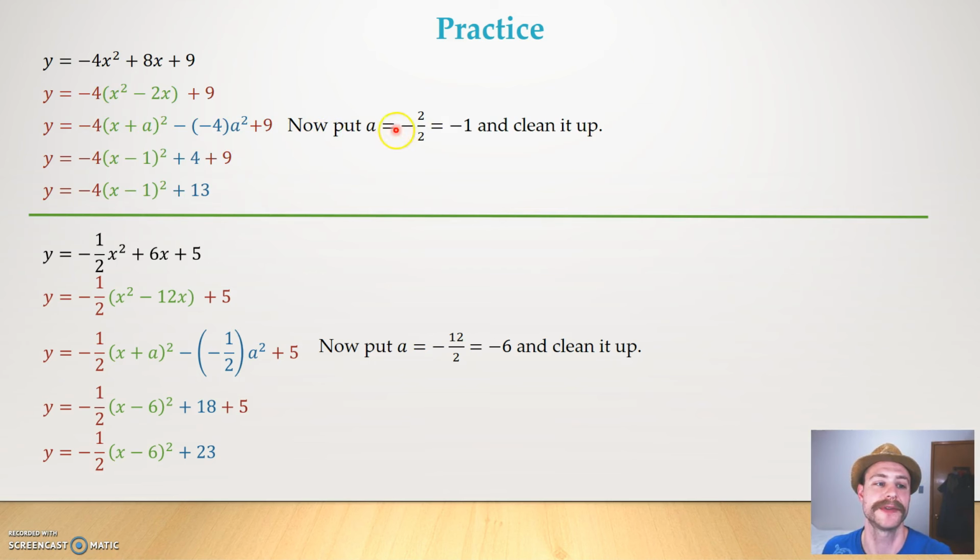Now we put a is equal to -2 divided by 2. So you always take this thing in here divided by 2. So in this case, it was a -2 divided by 2, which equals -1. Plug that in for a and clean it up. That's all you got to do. So that'll give you x minus 1 squared plus, because there's 2 negatives here, that gives you a plus. -1 squared is just 1 plus 9, and then you put that together, you get 13.